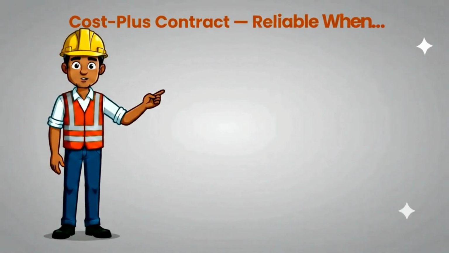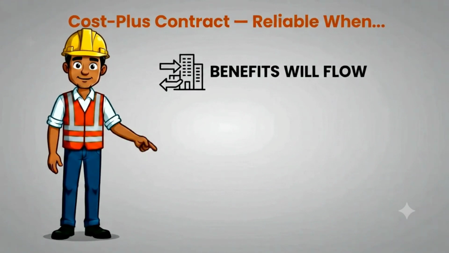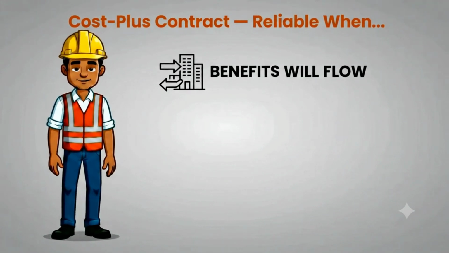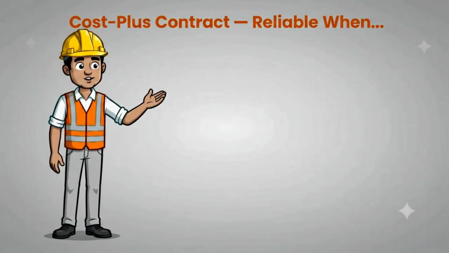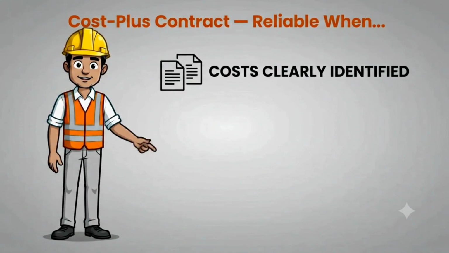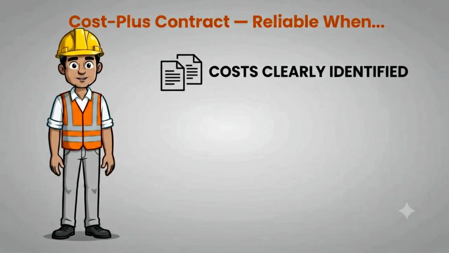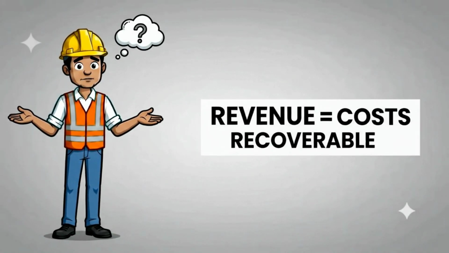For cost-plus contracts, the outcome is reliable when 2 conditions are met. 1. It's probable that economic benefits will flow to the enterprise. 2. The contract costs, whether or not specifically reimbursable, can be clearly identified and measured reliably. But what if the outcome cannot be estimated reliably?